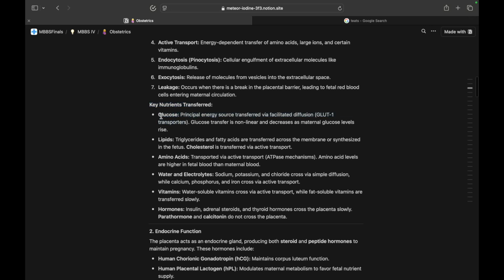The first one is glucose. Principal energy stores transferred via facilitated diffusion. So, there is the GLUT1 transporter which is involved in facilitated diffusion, meaning without energy, of transport of glucose. Glucose transfer is non-linear and decreases as maternal glucose levels rise. So, whenever maternal glucose levels rise, the glucose transfer decreases. So, it does not follow proper linear growth. Whenever you have more maternal glucose, the fetal glucose being high, no, that is not the case. It is a non-linear graph.